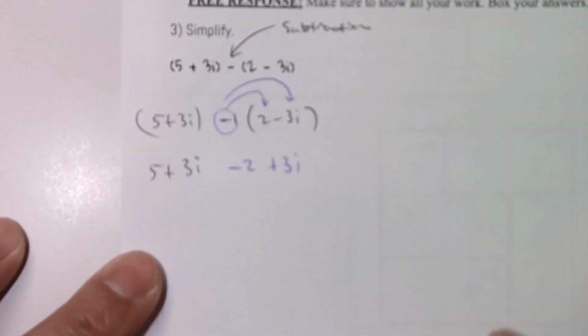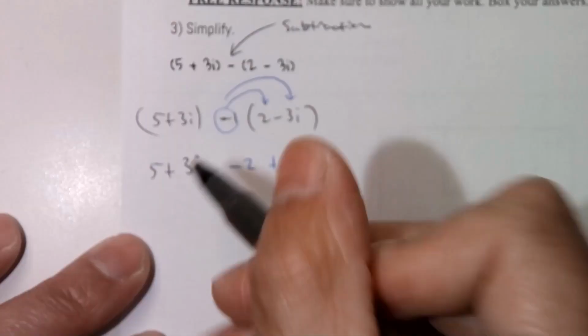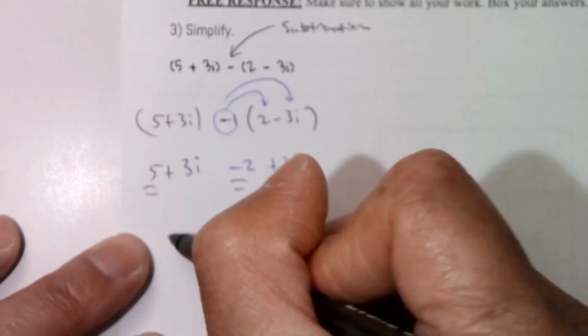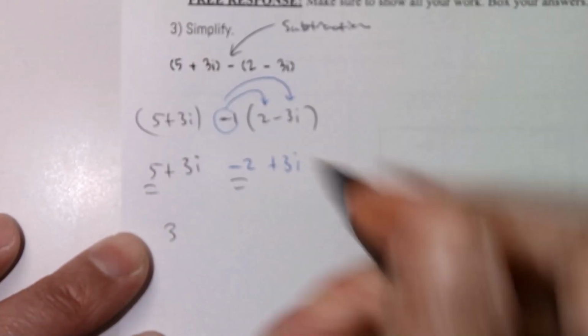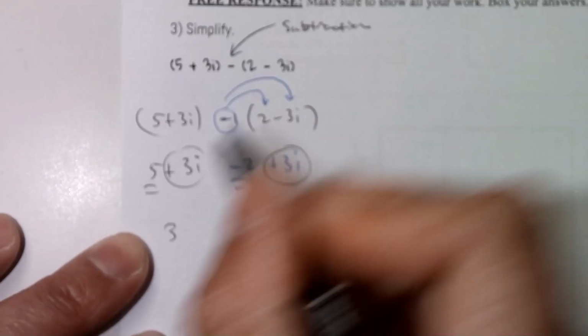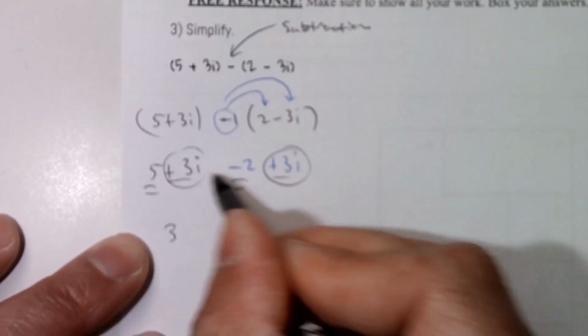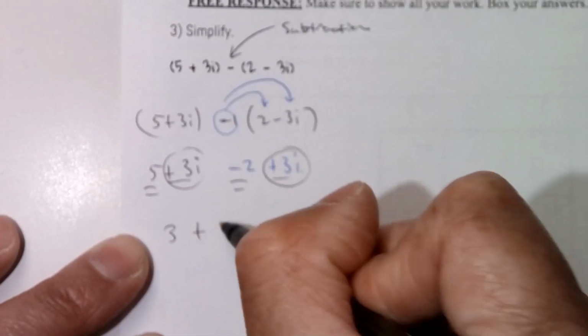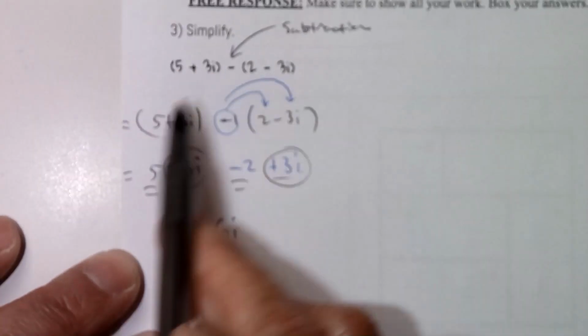Now I'm going to look for like terms. You're not doing opposites because you're on one side. There is no equal sign, so it's just 5 minus 2 is 3. They both have an i, so the number in front, pretend it's like an x, so 3x plus 3x would be 6x, or 6i in this case. I'm writing equal signs to show that this line is equivalent to the next line.